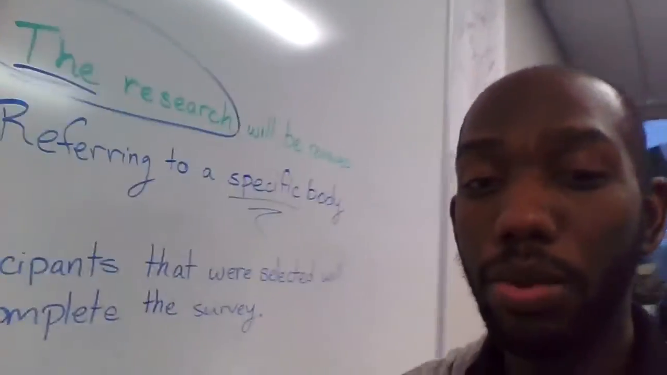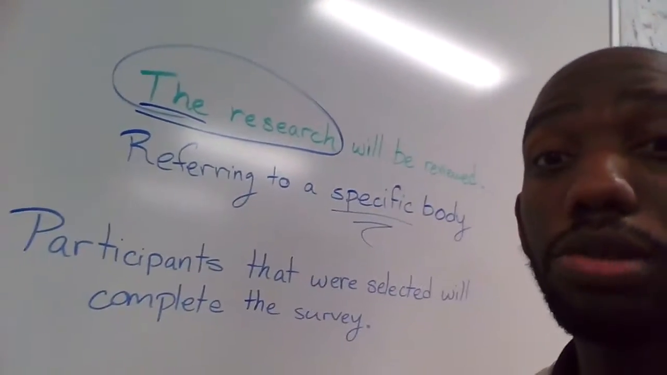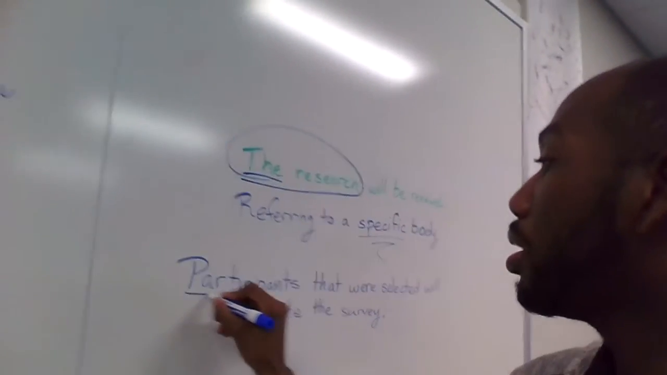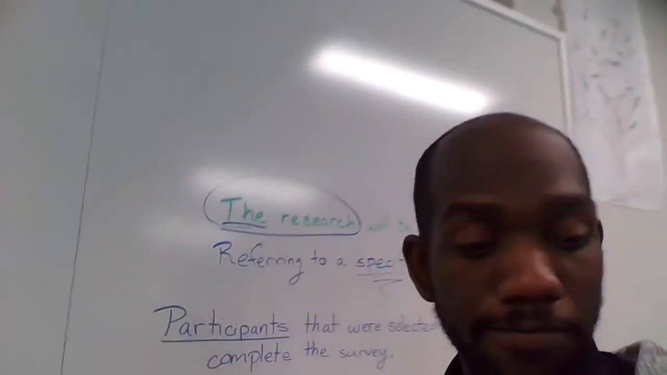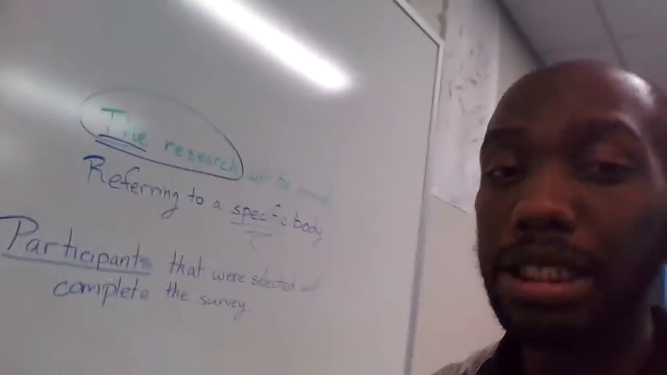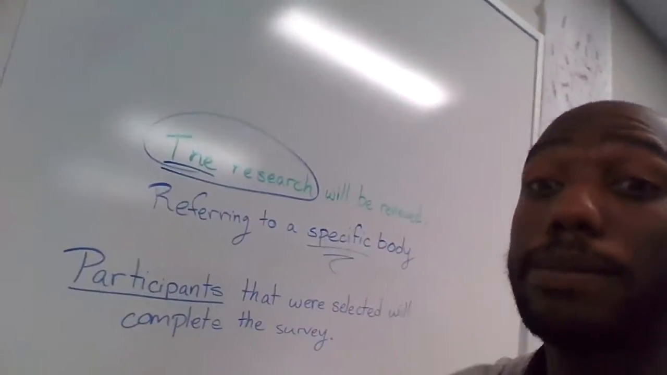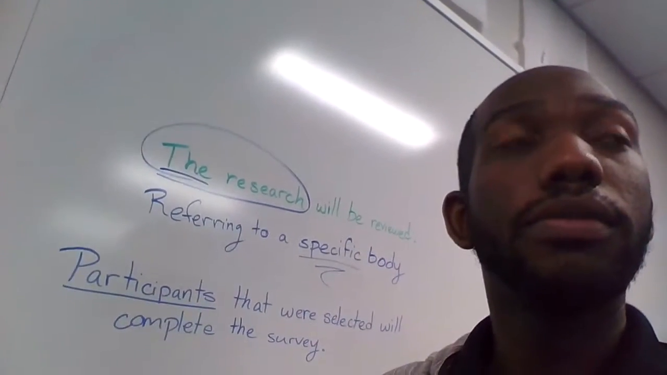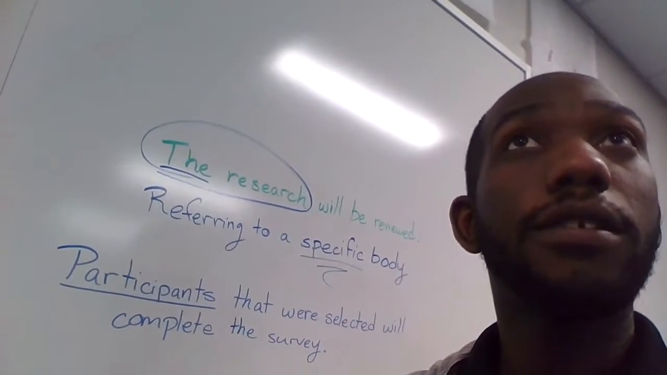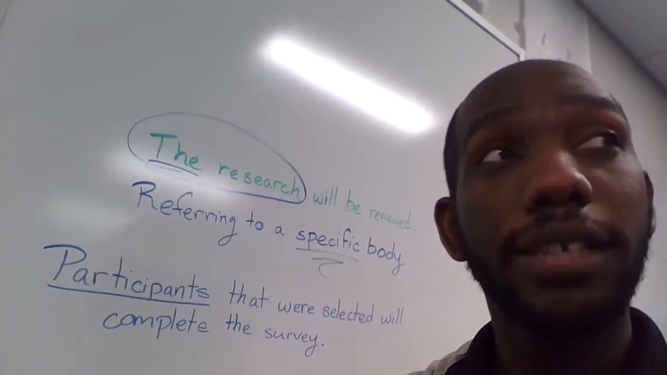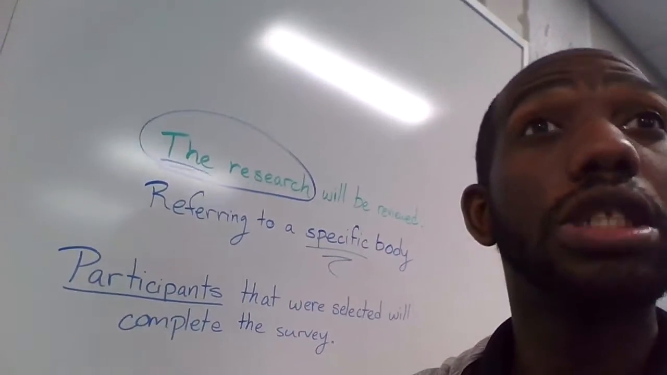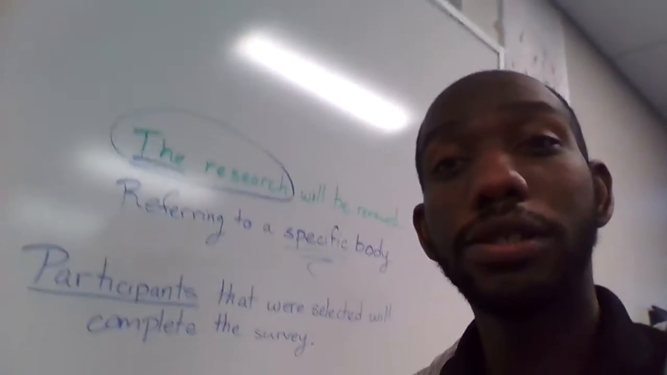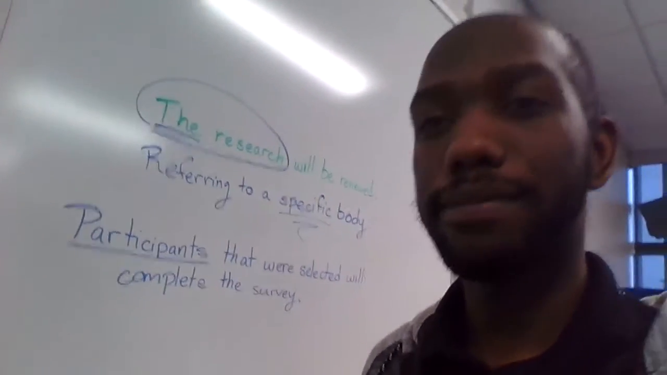Okay, so participants that were selected will complete the survey. So that's what we have. Let's draw our attention to participants right there. Does that subject, participants, need to be specific, or are we just talking about participants in general? I'll give you some time to think. Are those participants specific, or are they just general? Read the rest of the sentence to get some insight.